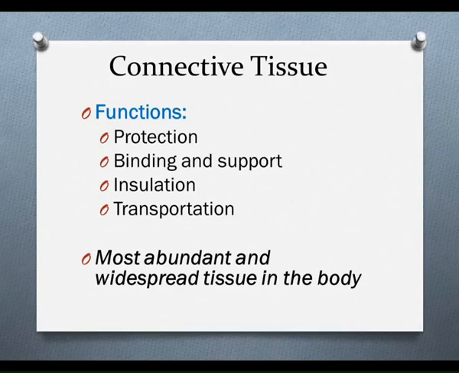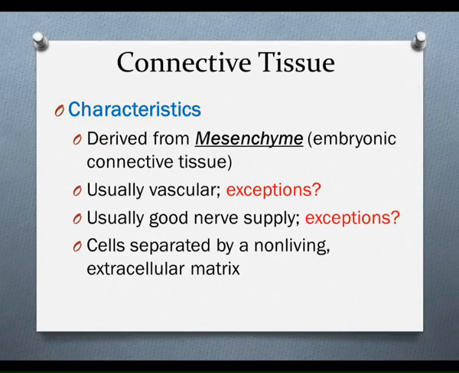It is the most abundant tissue all across the body because it's between everything, right? In between all the organs. If it's not epithelial and it's not muscle, it's all connective, basically. So it's a big old range of tissue all around the body. It is derived from mesenchyme.